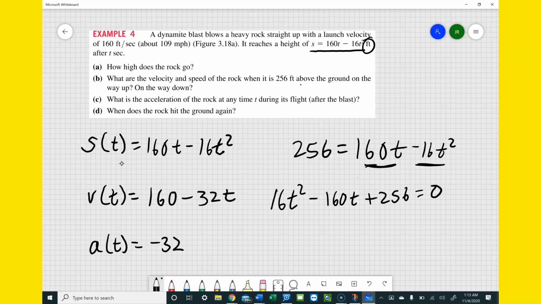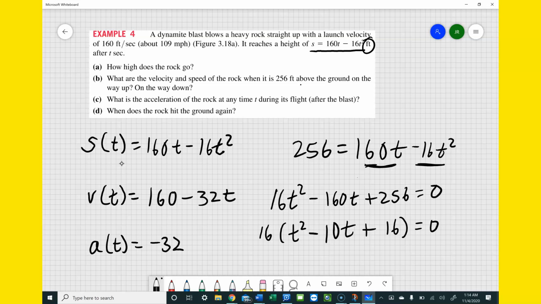Equals 0, and I'm going to factor. The first thing I could do is factor out a 16. That's t squared minus 5t plus 16. Sorry, I made a little mistake here. If I factor out a 16 from 160, it doesn't leave me with a 5, it leaves me with a 10.